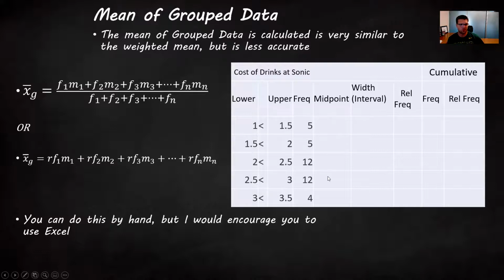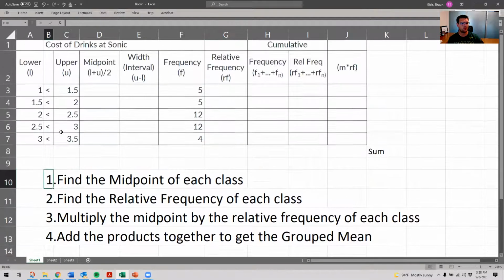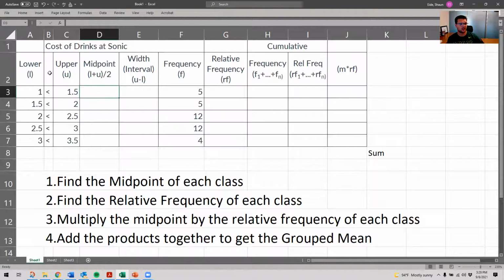Okay, so step one, find the midpoint. I'm going to pull up my trusty Excel document and put this right here. Step one, find the midpoint of each class. In order to find the midpoint of each class, you have the lower value of the class. So we have all of our classes. This is the amount of money that's spent on the drinks. So between $1 and $1.50, equals, and I'm going to put this in parentheses, 1 plus 1.50, and then divided by 2. This gives me the midpoint, or the halfway between these two.